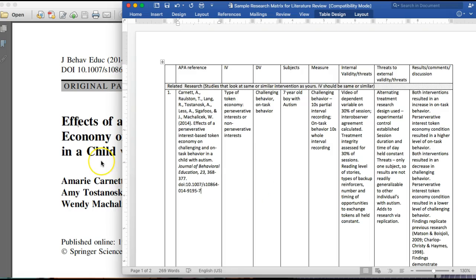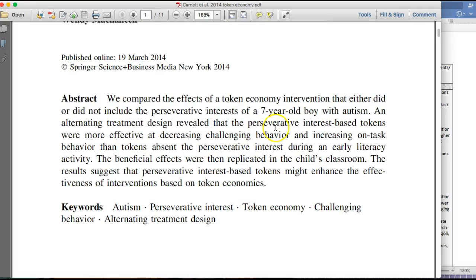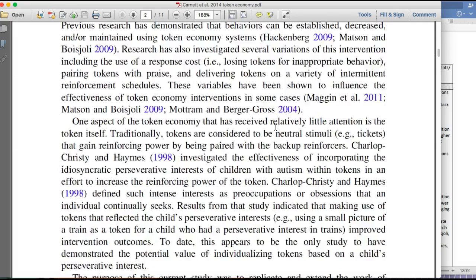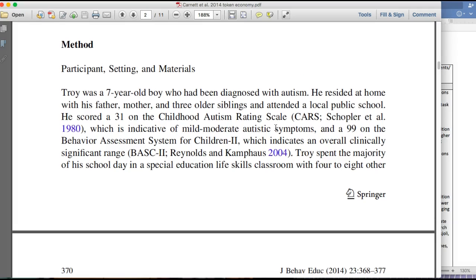So in this case, what they're doing is they're looking at the use of a token economy, and there's actually two independent variables in this study. They're looking at a token economy that does not use perseverative interests as token, and a token economy that does use perseverative interests. And that information can be found, sometimes it's in the abstract. Otherwise, you're going to spend most of your time finding this early information in the methods section.